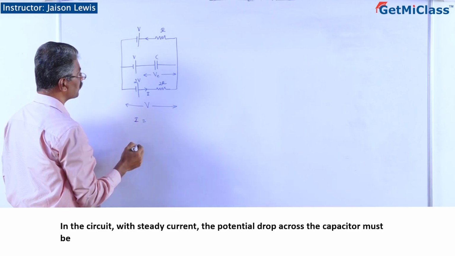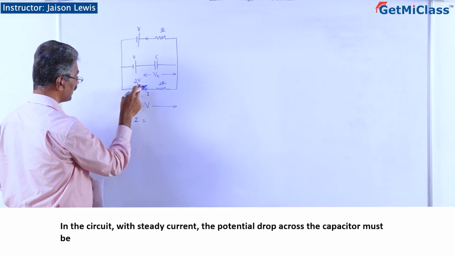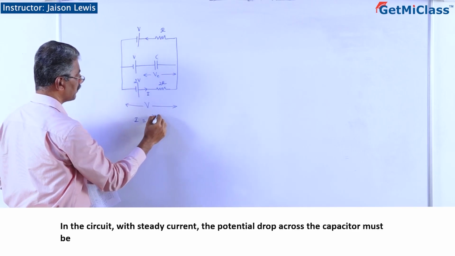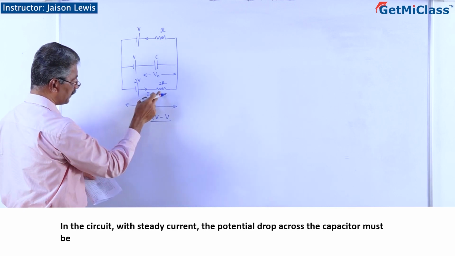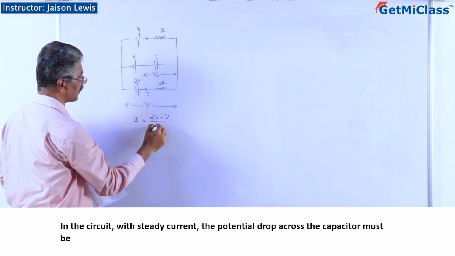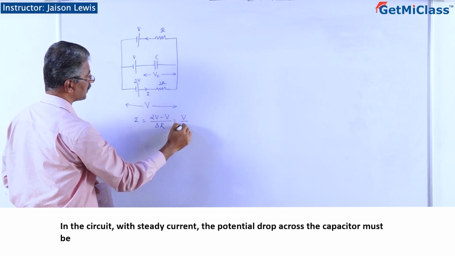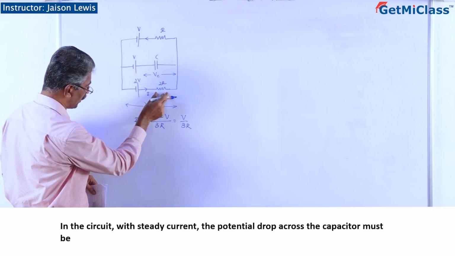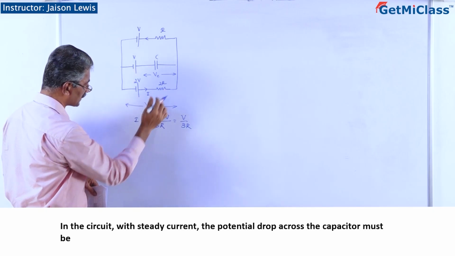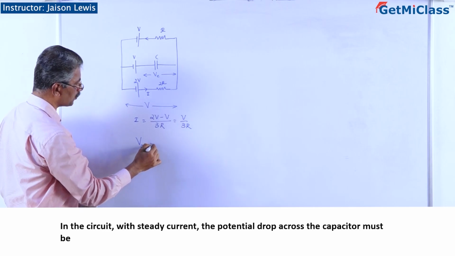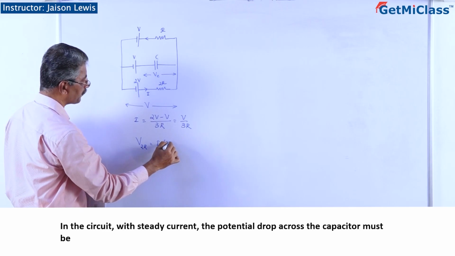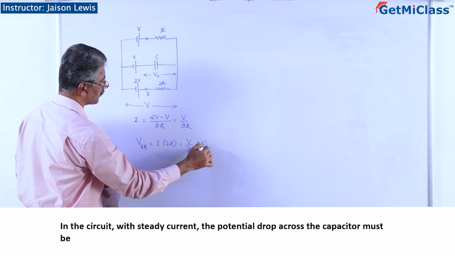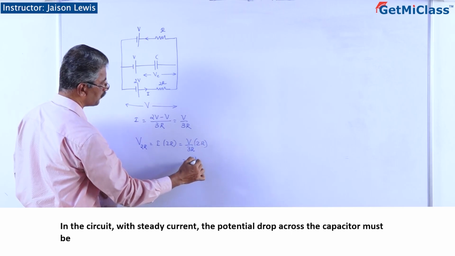Current I is equal to the effective potential, with 2V and V in opposite connection, so it is 2V minus V divided by the effective resistance 2R plus R, which is 3R. It is V divided by 3R, and that's the current. Once you have the current flowing through this 2R, there is a potential drop across it. So the potential drop across 2R is I into 2R, with I equal to V by 3R, into 2R. So R cancels, giving 2V divided by 3.